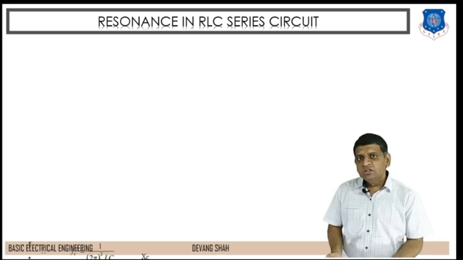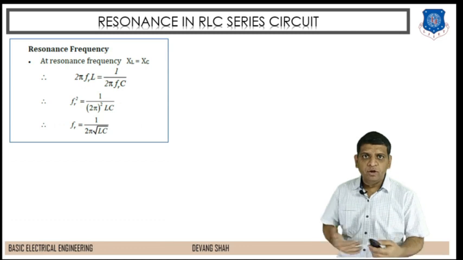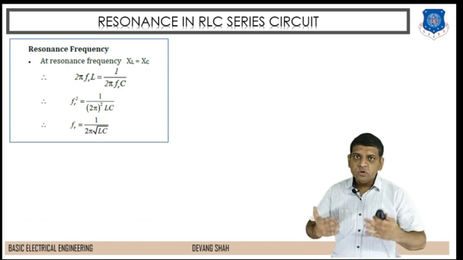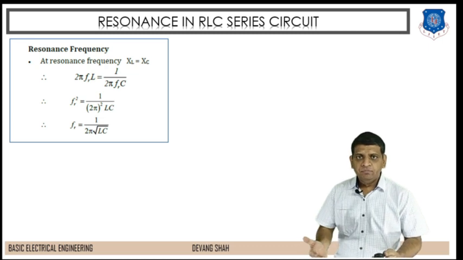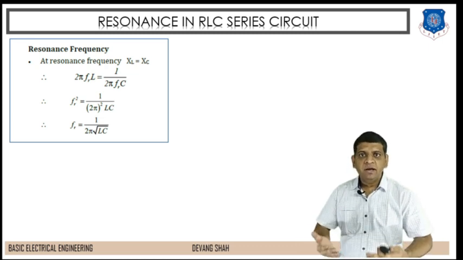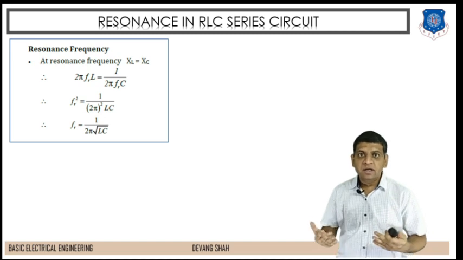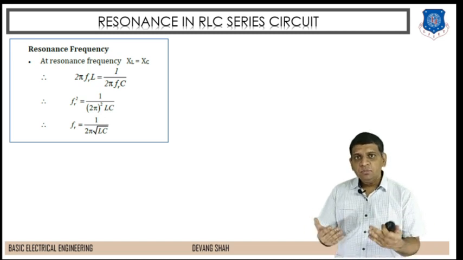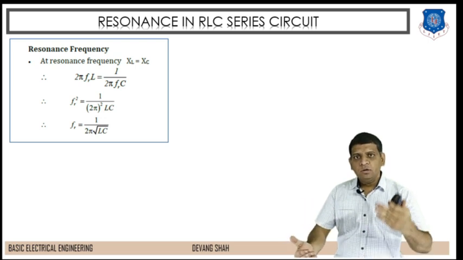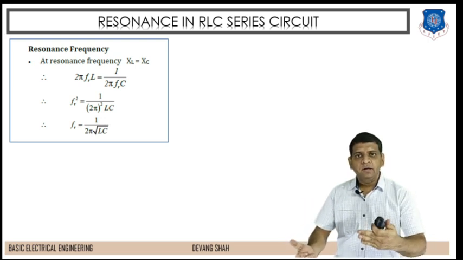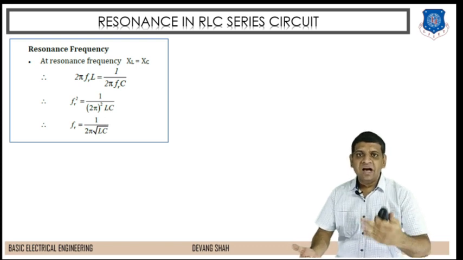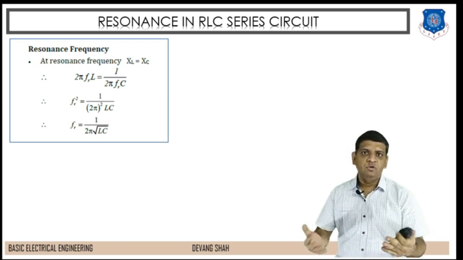But now what changes will you find with respect to frequency? For the condition of XL is equal to XC, whatever frequency you are applying at that time, I define that frequency as the resonance frequency. So I consider case number 3 where XL is equal to XC; at that particular time, the frequency applied to this RLC network is defined as the resonant frequency.